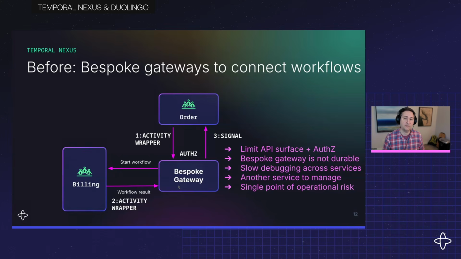But what folks have found is that these gateways are not durable. You basically have not great debugging across services because it's making this additional hop. You have to do log correlation, all this stuff. It's another service you have to manage and maintain and patch and update, and it becomes a single point of operational risk.